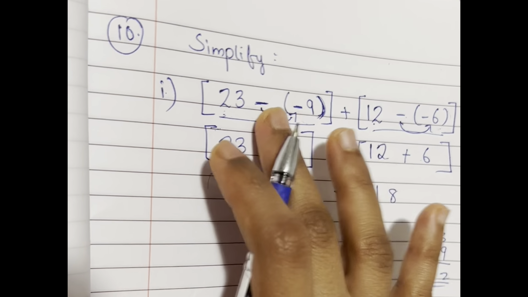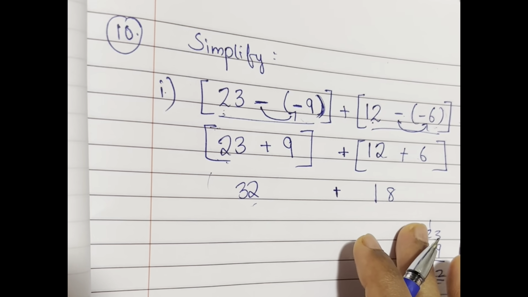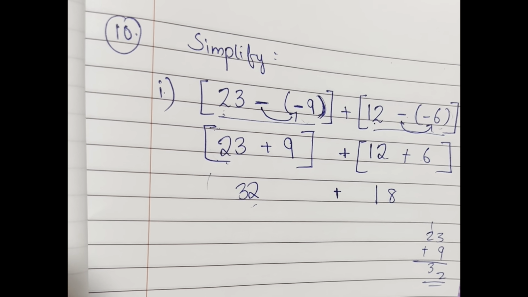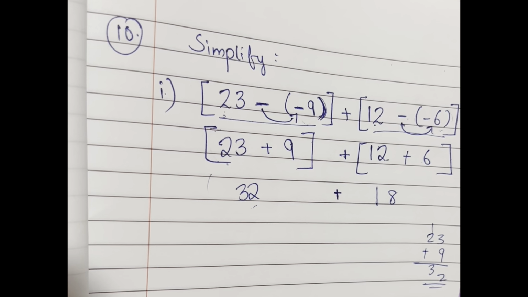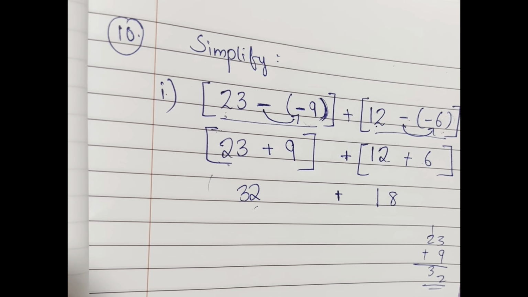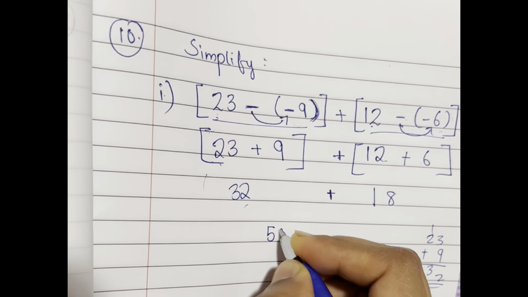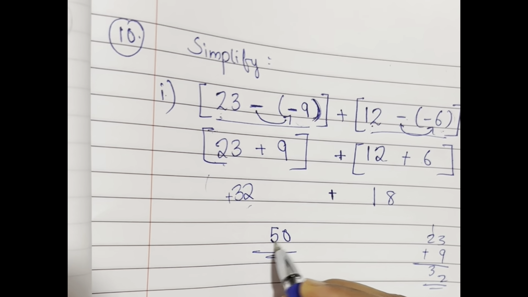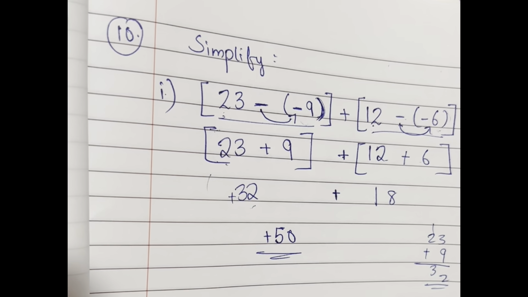Now smaller brackets are removed, bigger brackets are also removed. Now normal addition. 32 plus 18 is what? 32 plus 18 is 50. So our answer is 50, because both are positive integers. Simply add and put the common sign. So our answer is plus 50.